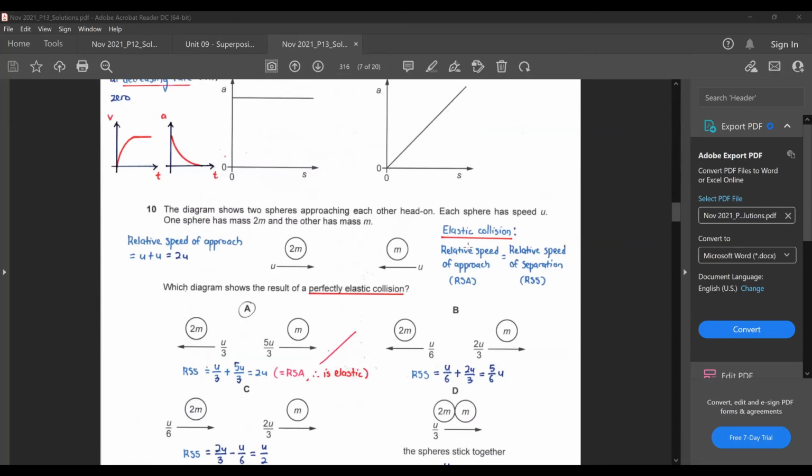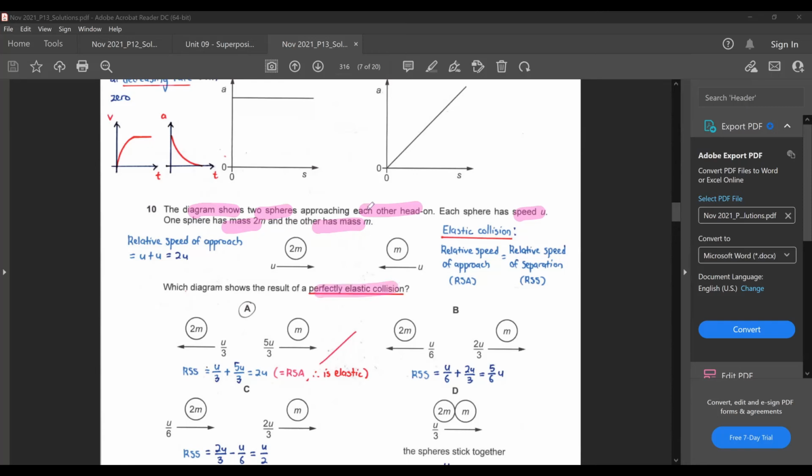Okay, number 10. Number 10 is collision already. The diagram shows two spheres approaching each other head-on. Each sphere has speed u, one sphere has mass 2m, and the other has mass m. Which diagram shows the result of a perfectly elastic collision?